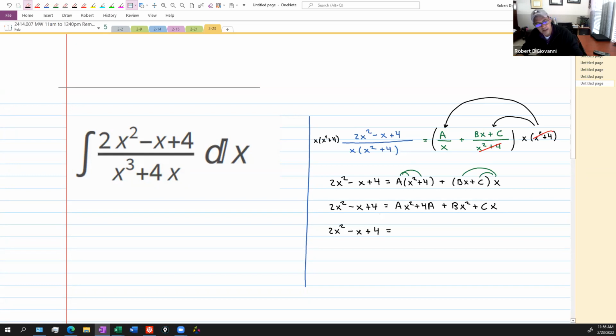Now I'm going to collect my x squared terms together. That's these two, right? Those are the only x squared terms I have. I'm going to put them together, and I'm going to factor the x squared out. So I'm going to have an a plus b and then x squared. And then I'm going to look for my x term, that's the only x term I have, which is plus cx. And then I'm going to look for anything that doesn't have x in it, and I have a plus 4a, so I'm going to put that back here, plus 4a.